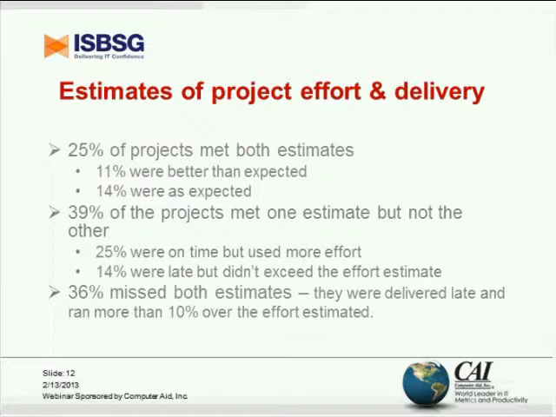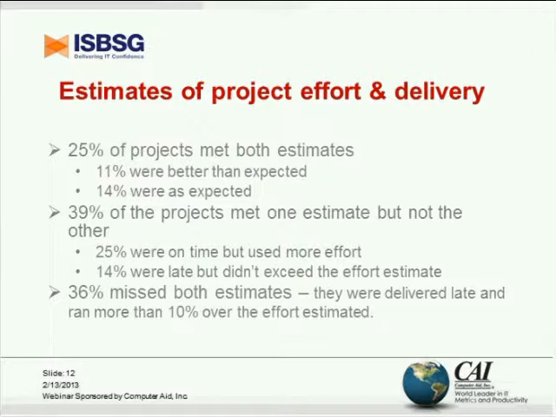So 14% were late, but they didn't exceed the effort estimate. So perhaps other things got involved. Perhaps there was some delay. Perhaps they moved office in the middle of the project or something. And then about 1/3 missed both estimates. They were delivered late and they ran more than 10% over the estimated effort. So we're giving people a bit of slack here. We're saying that if it was within 10%, then that's okay. But these ones, this 36% of them, were actually over 10% of the effort that they estimated.